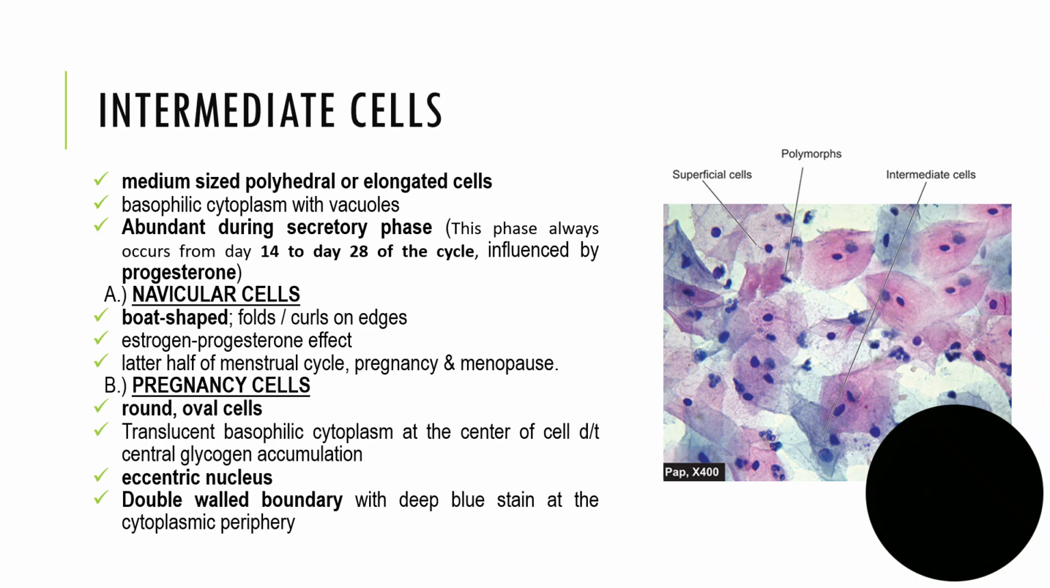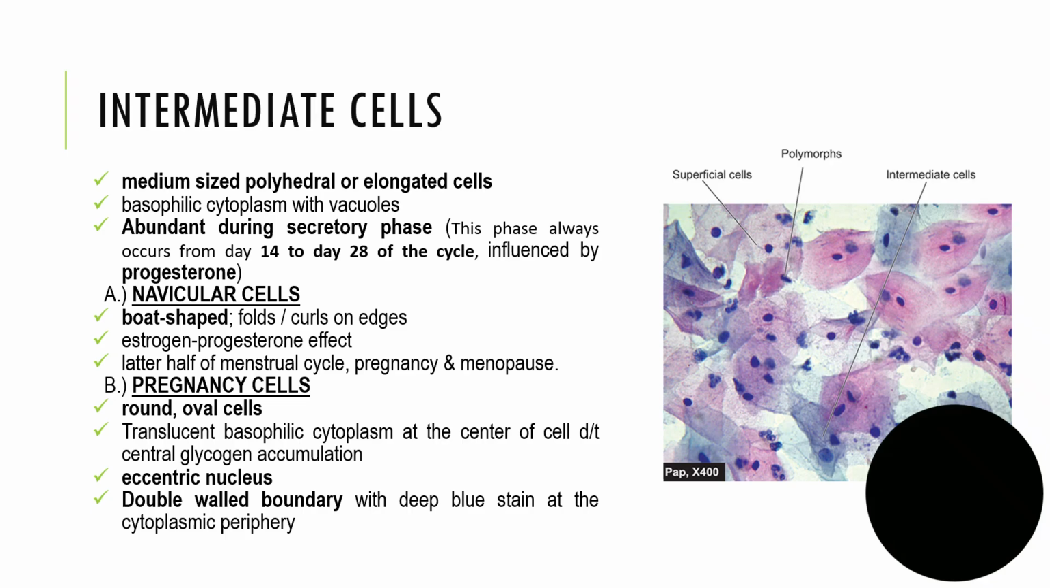Second, we have pregnancy cells. These are round to oval cells with a distinctive translucent basophilic cytoplasm at the center of the cell. The translucency is caused by central glycogen accumulation. The glycogen displaces the cytoplasm and creates a clear central zone. The nucleus is eccentric, pushed to one side, and they have a double-walled boundary with deep blue staining at the cytoplasmic periphery. These cells are particularly associated with pregnancy, as the name suggests.